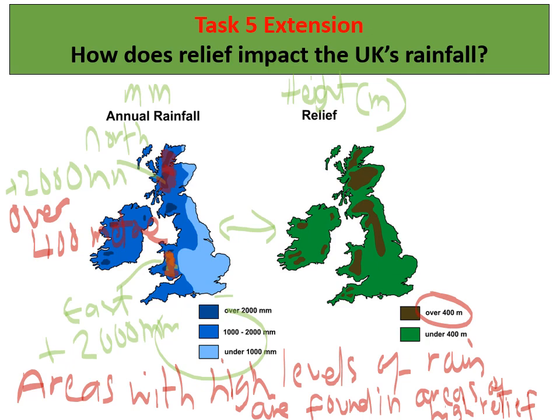And actually, if you look, in the areas where the rainfall is lower, so in the southeast of England, you'll also notice that the height of the land is also lower. So there's a direct relationship between the two. The higher the land, the higher the rainfall, the lower the land, the lower the rainfall.